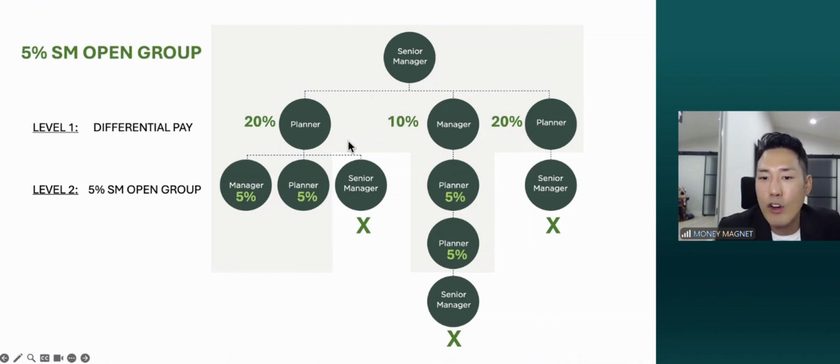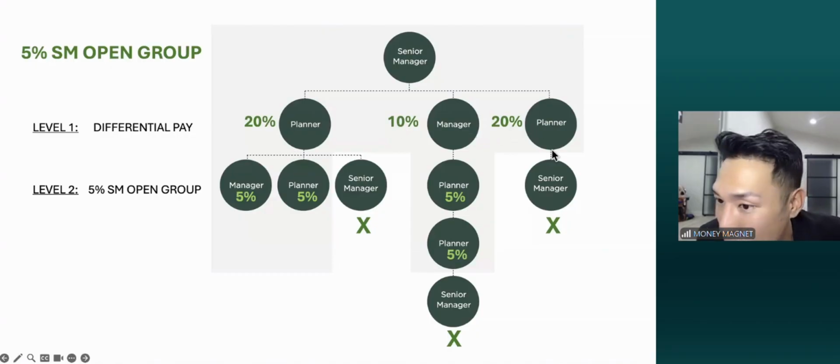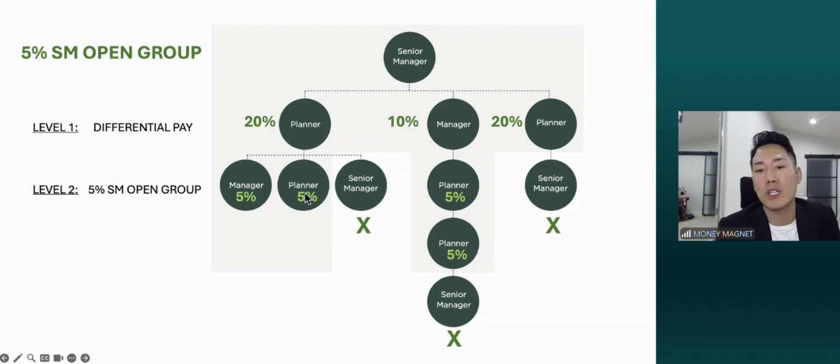Now, beyond your first level, anywhere in your legs where there is no senior manager below, on every transaction you're going to get a 5% override. 5% goes to the senior manager, 5% goes to the senior manager, 5% goes to the senior manager. But in one of the legs, there's a senior manager over here, so for this production, you are exempt.